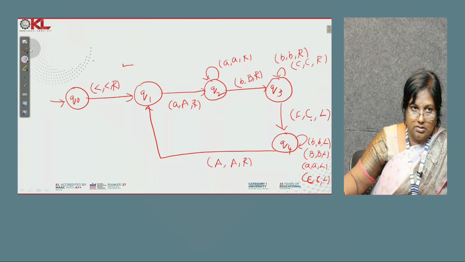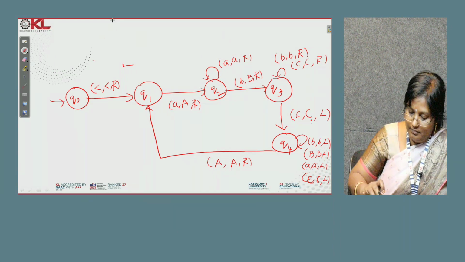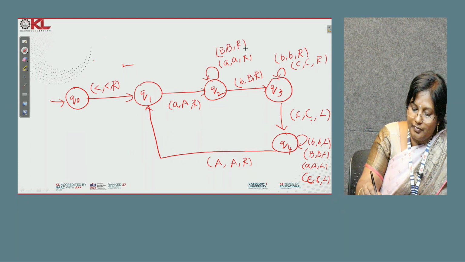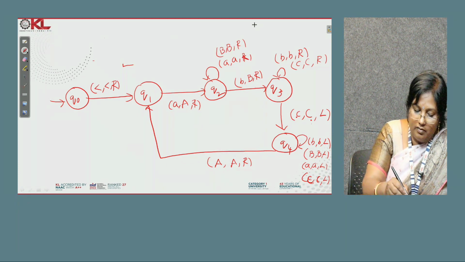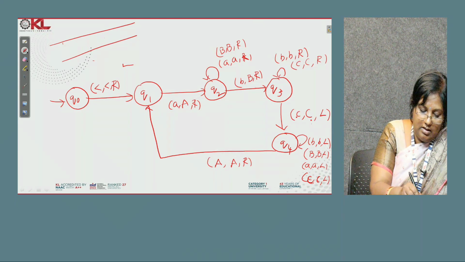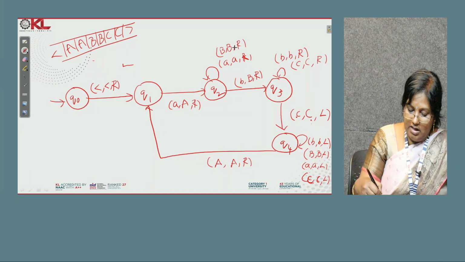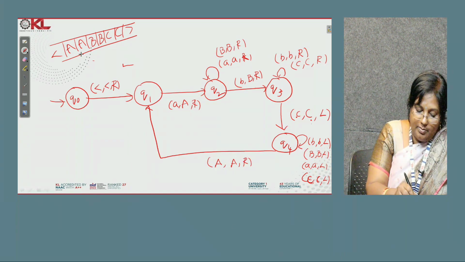I'm changing this, and then here I have capital B and move right. Okay, now my tape control will be like this: A, and then it became A, and then it became B and C, capital C, left hand marker, right hand marker. Okay, my B is converted and it is moving here. Now my tape control is here.